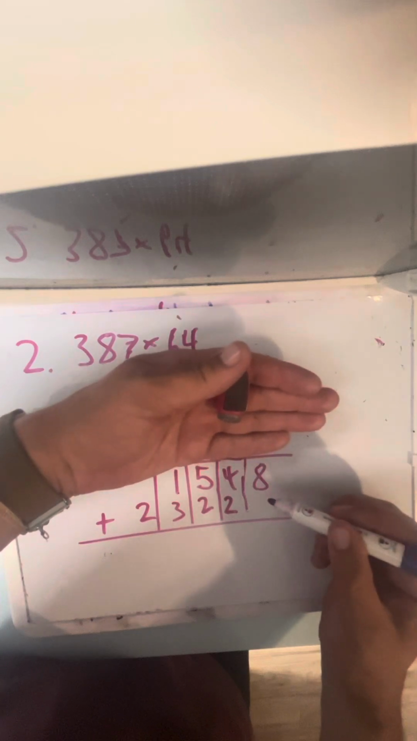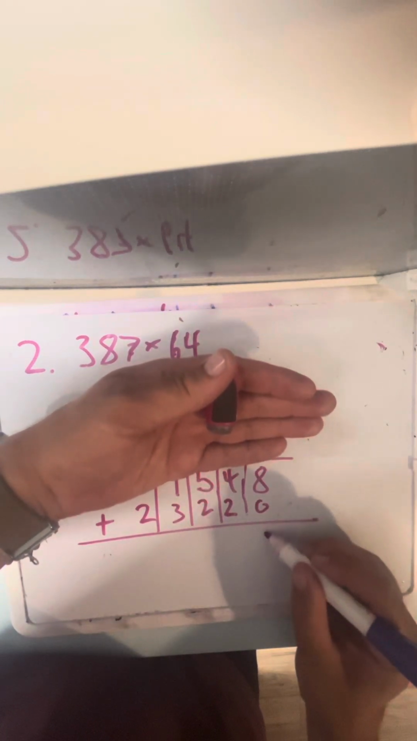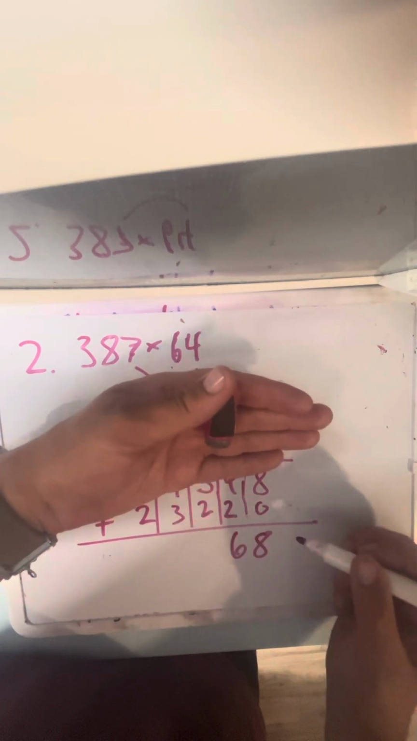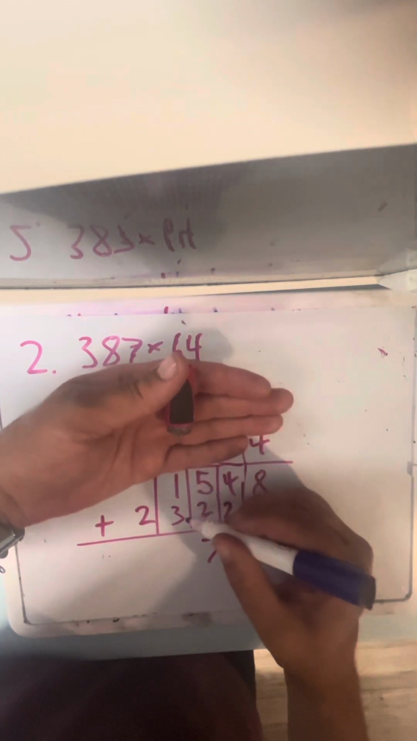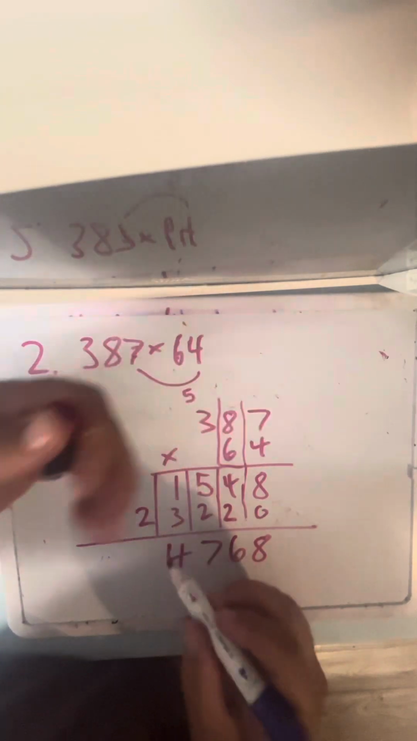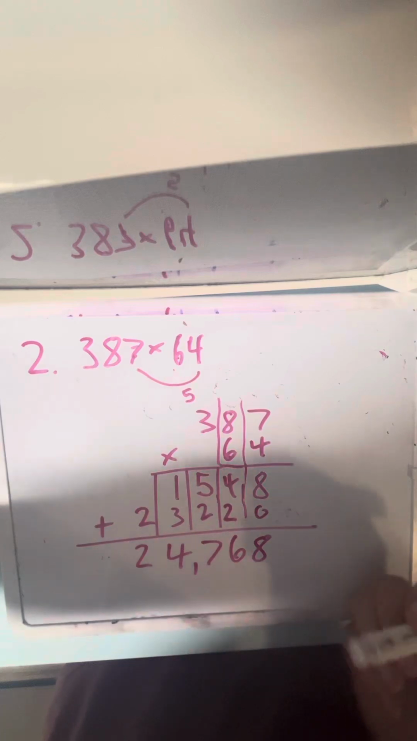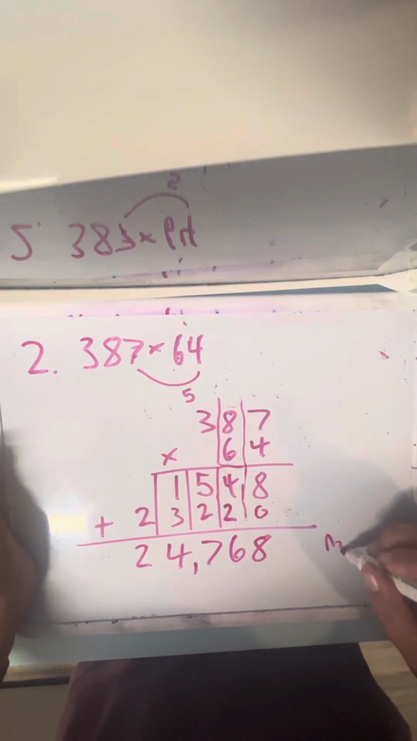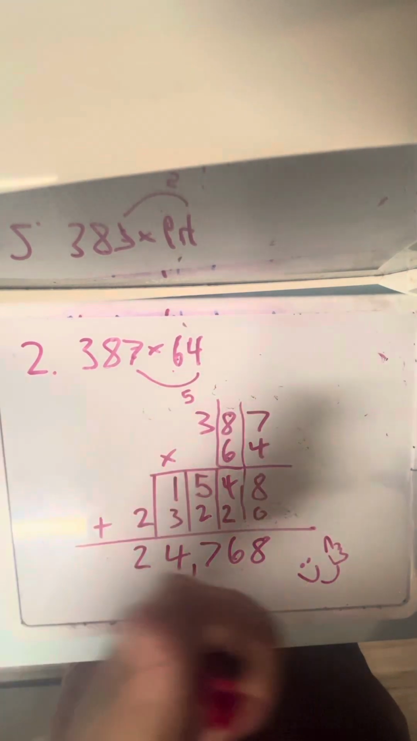So we're going to start on our right, with our ones. 8 plus 0 is 8. 4 plus 2, 6. 5 plus 2, 7. 1 plus 3, 4. 2 plus nothing up here would be 2. Gives us an answer of 24,786. And then again, you can draw a little thumbs up person. Yay, good job, woohoo!